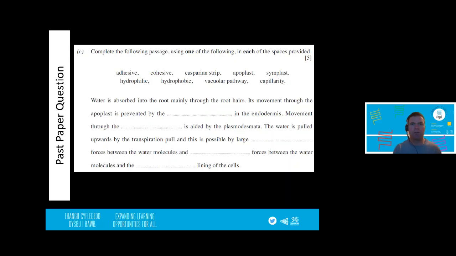Water is absorbed into the root, mainly through root hairs. Its movement through the apoplast is prevented by, and this links back to what we did last time, the Casparian strip in the endodermis. Movement through the symplast pathway is aided by plasmodesmata. Plasmodesmata, remember, being those bridges between adjacent cells.